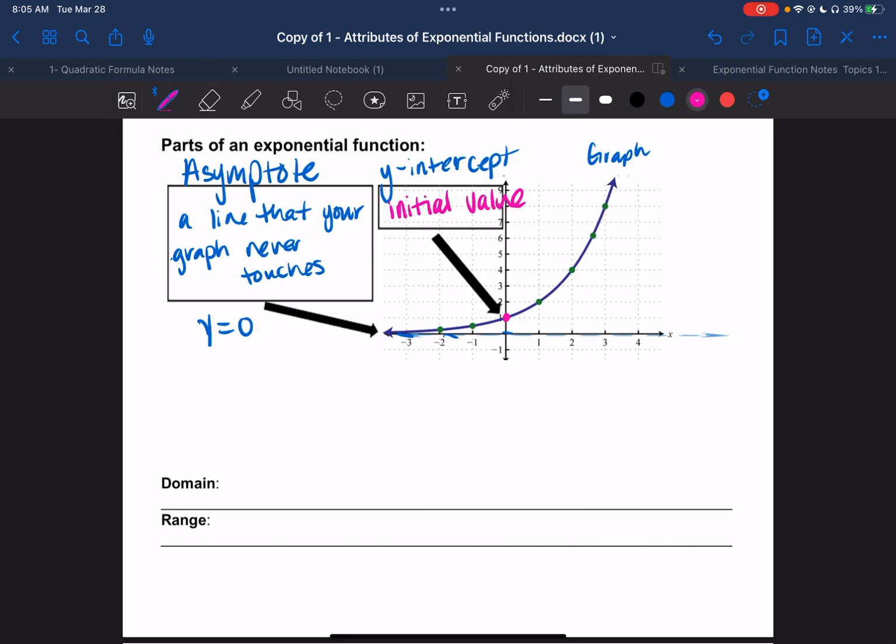First, domain is going from left to right, right? So I scan from left to right. I draw my line and ask, is this the farthest my graph goes, like right here? Can I put a line and say it stops here? And we say no, right? Because what does this arrow right here mean? It's going to go on forever and ever.